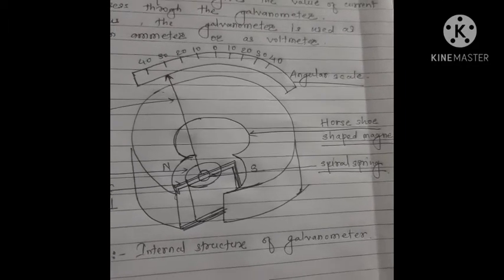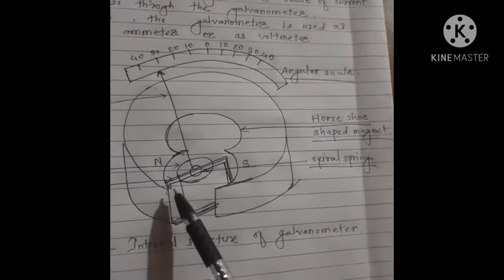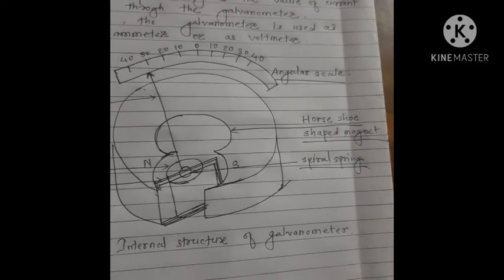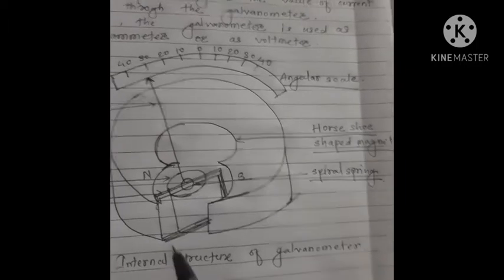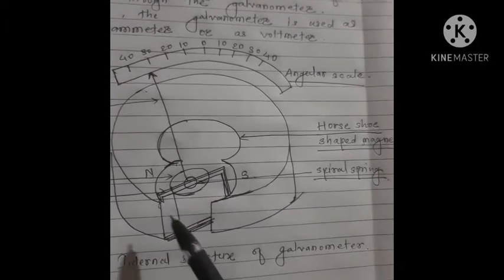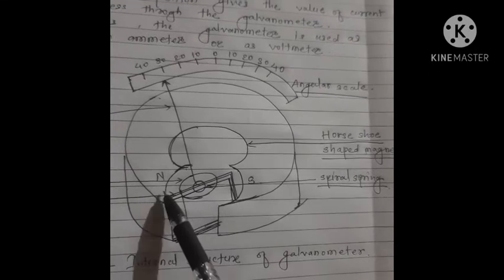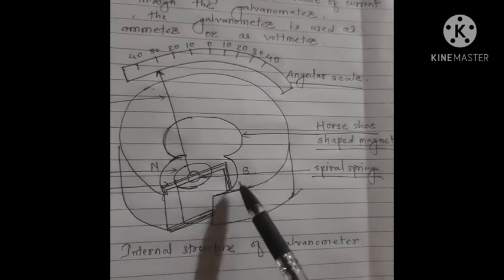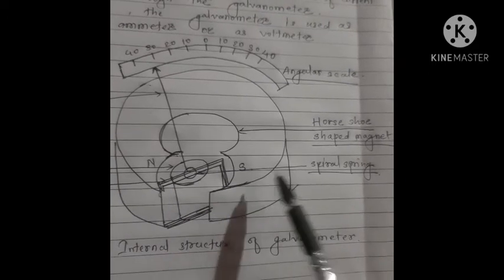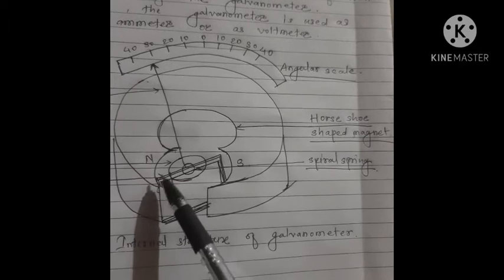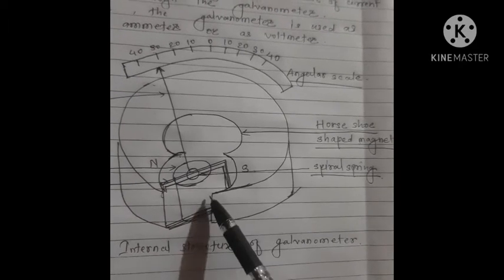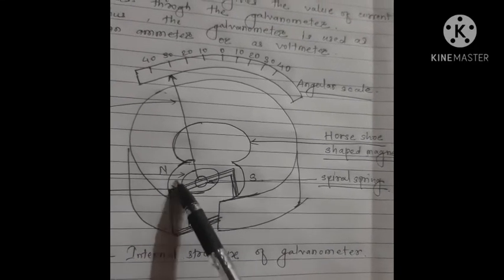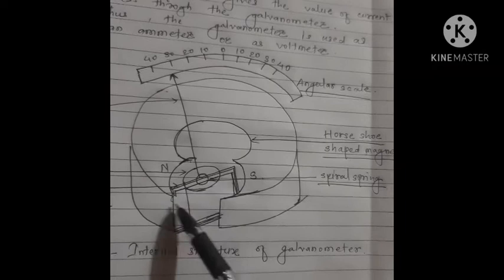This galvanometer consists of a rectangular coil suspended between two poles of a strong magnet. These two poles are horseshoe in shape, meaning the shape of these poles is similar to the shoe of a horse.